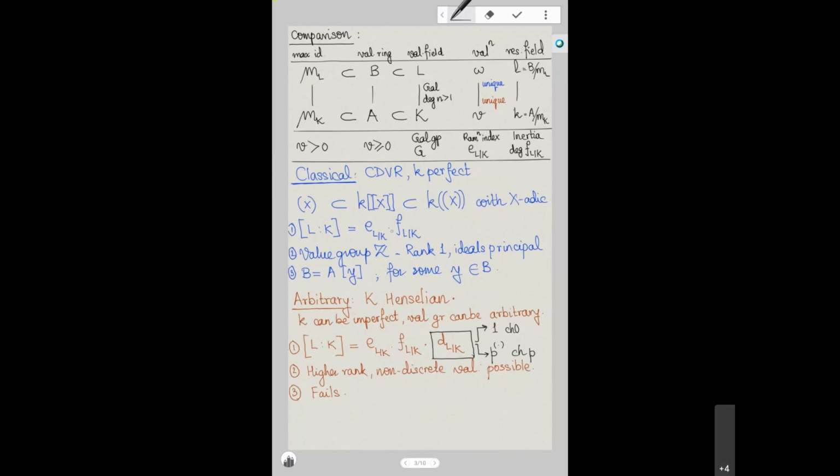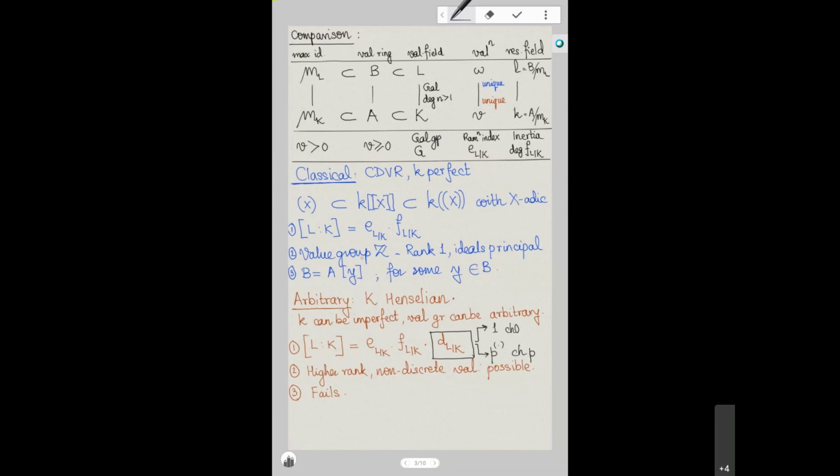Value group here is Z. Z is awesome, but two important properties that we want are it is rank 1 and ideals are principal in this case. If you look at any ideal in this valuation ring, that ideal is going to be principal, and you can look at the corresponding valuation, like for the smallest valuation that is present in that ideal. And that property is coming from the discreteness of C here, and also the rank 1 situation.